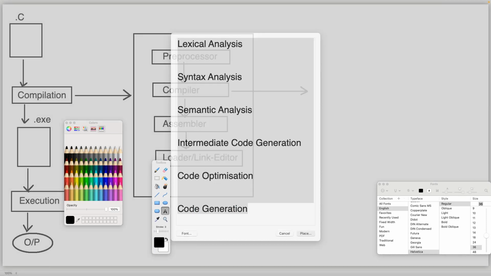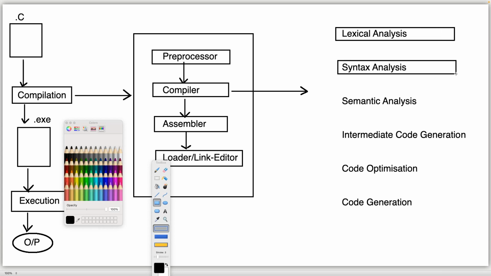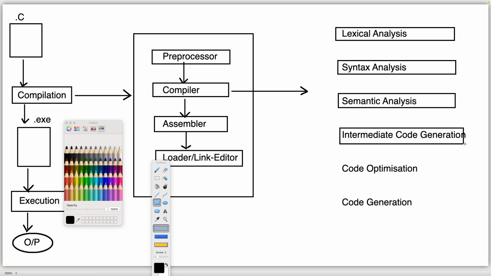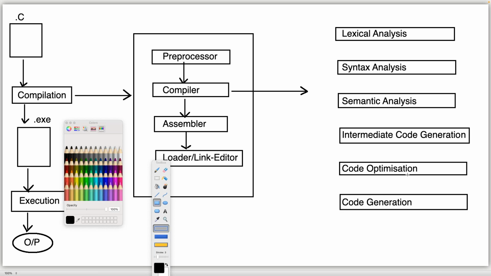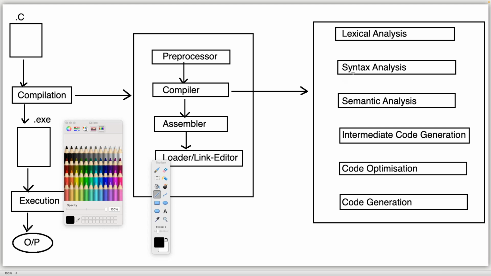Overall, these are the various phases which are available inside the compilation. Especially inside the compiler, these many phases are available: lexical analysis, syntax analysis, semantic analysis, intermediate code generation, code optimization. Then after this, code generation. These are all the phases, all the structure internally which is available inside the compiler.